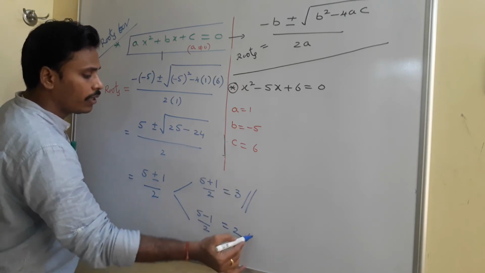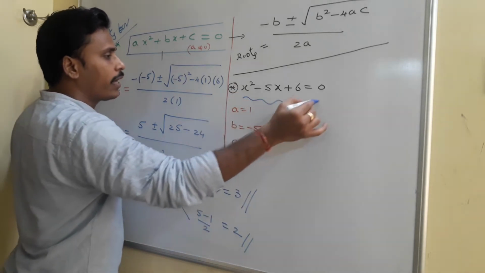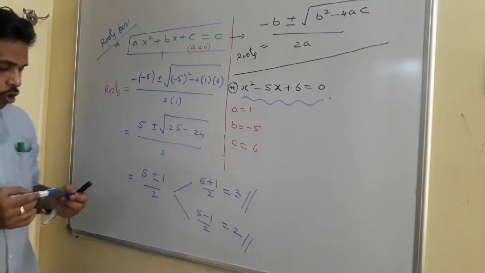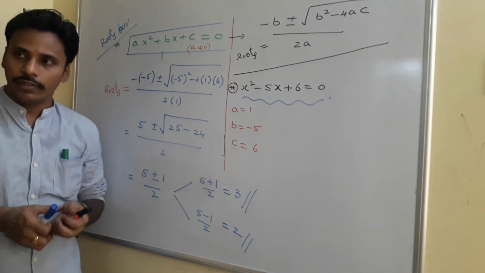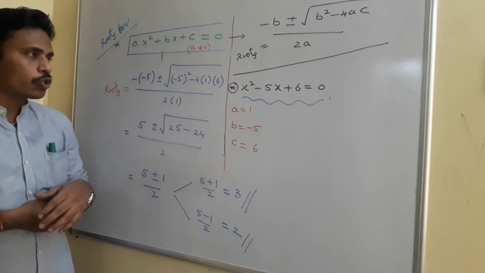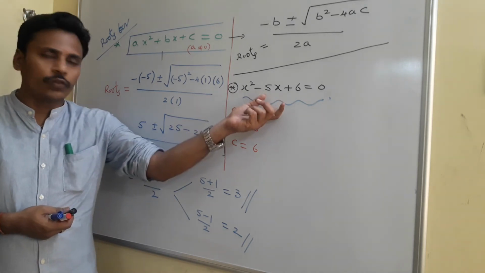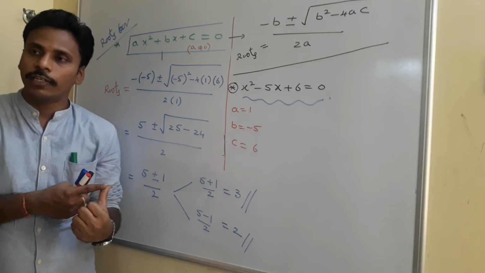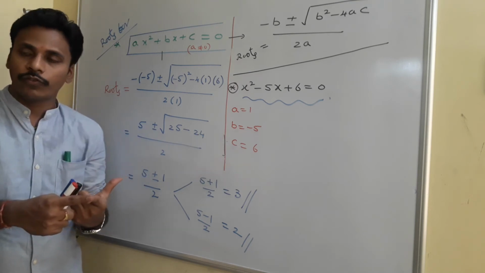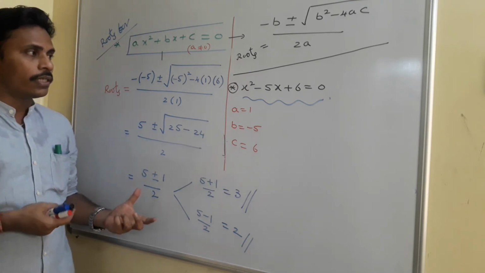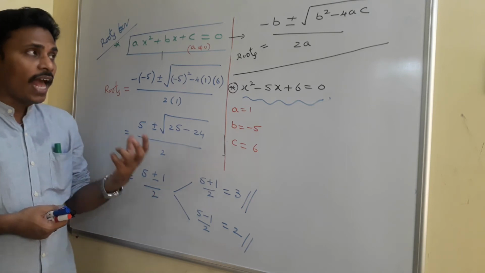At the end, this equation x square minus 5x plus 6 equals 0 has two roots, 2 and 3. That's the way to find the roots using the formula method, right? We found the roots for this using the factorization method, as well as the perfect square method, and using the formula method again, right? Have a look at this.